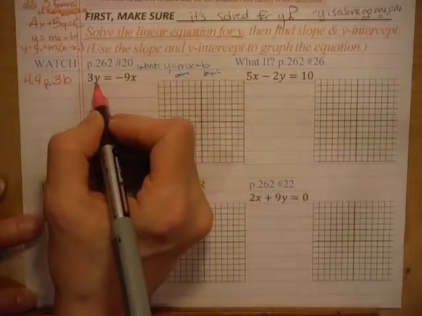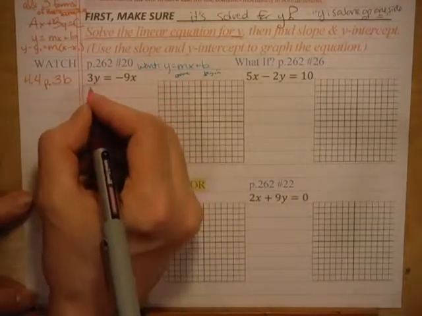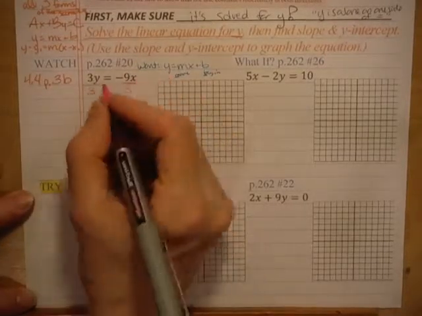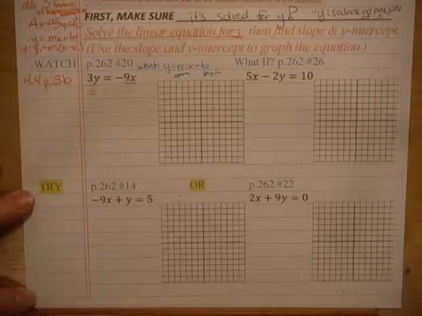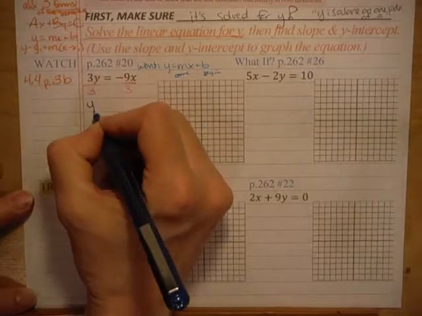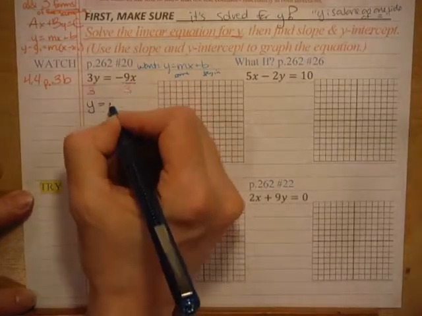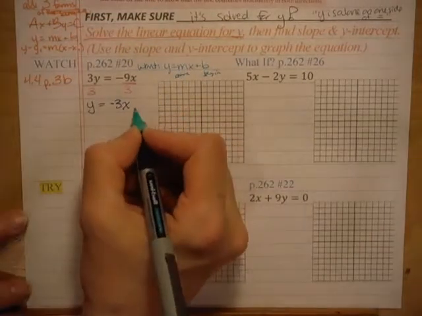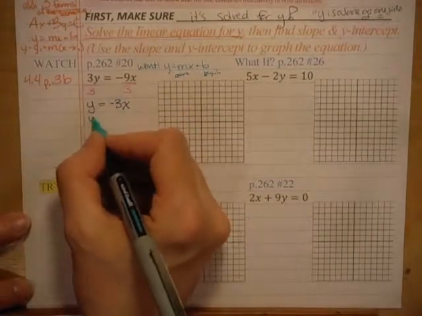So y is not by itself yet, it's being multiplied by 3. We need to undo that. We need to divide both sides of the equation, every single term, by 3. When you do that, you get y equals negative 9 over 3, which is negative 3x. Here's one of those situations again where we don't see the b value. We aren't quite there yet.